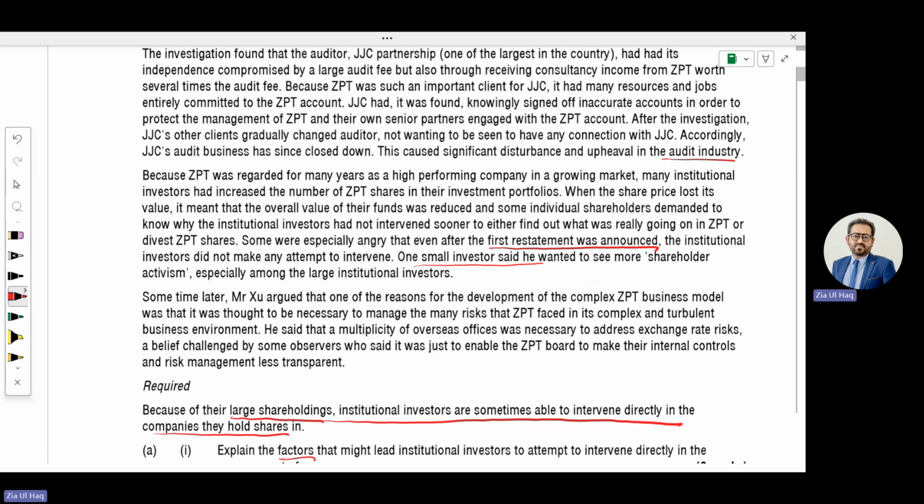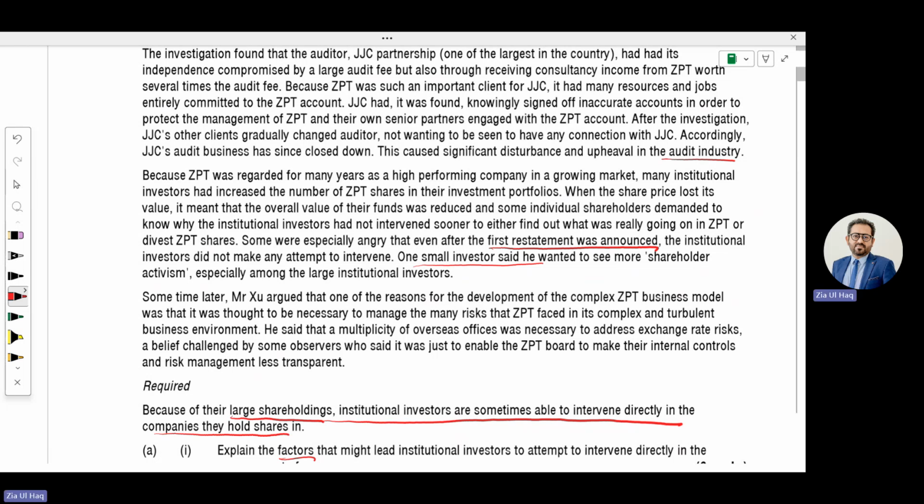Sometime later, Mr. Shu argued that one of the reasons for the development of the complex ZPT business model was that it was thought to be necessary to manage the many risks that ZPT faced in a complex and turbulent business environment. That is why I created the complex structure, to manage business risk. And now he's explaining some points in his defense to maintain his repute, to repair his repute in the industry.